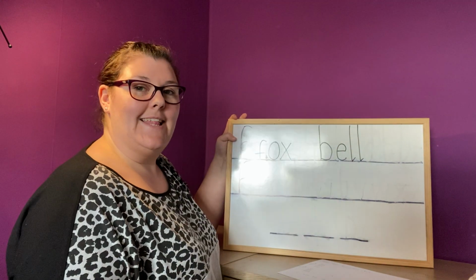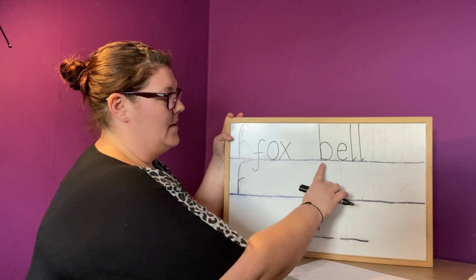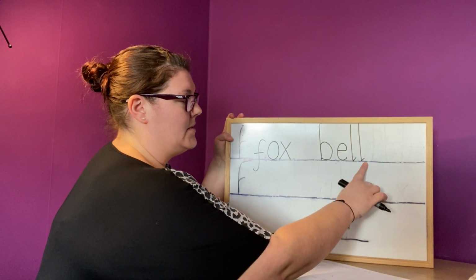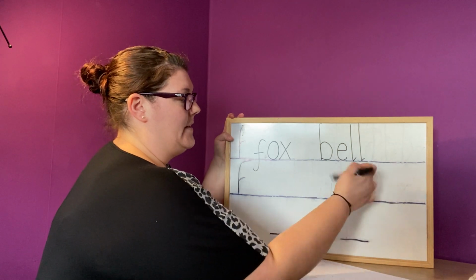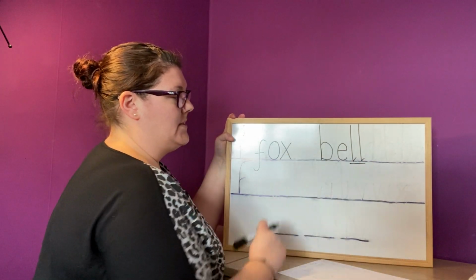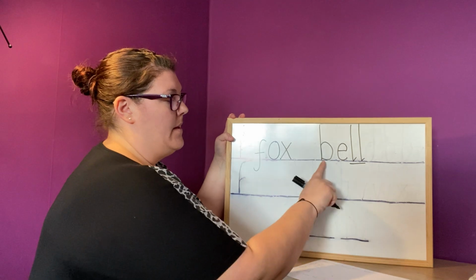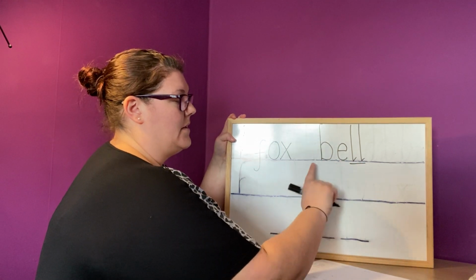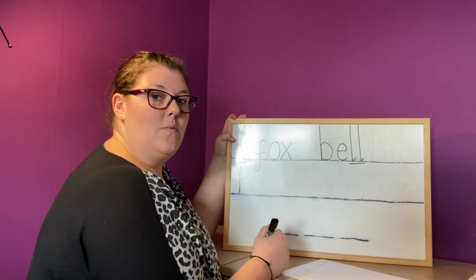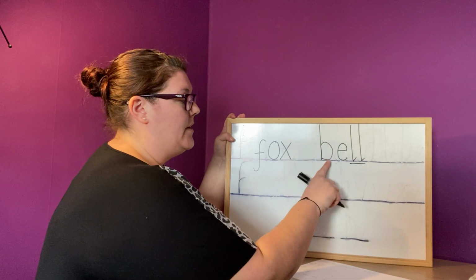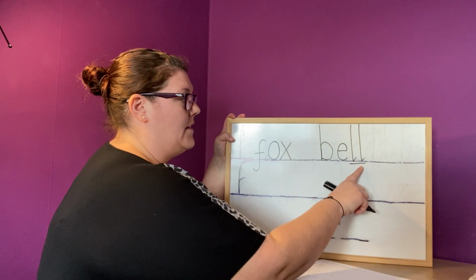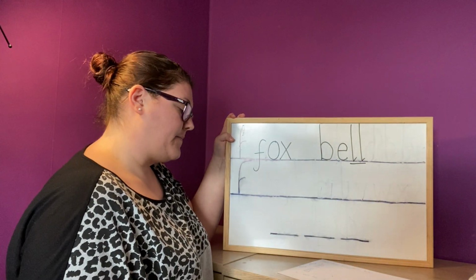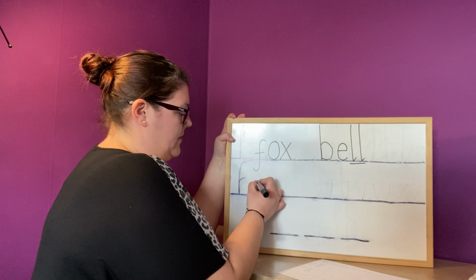Now another one. Okay. Say the sounds. Read the word. B, e, l, bell. Remember, we just say it once because it's one sound. B, E, L, bell. Once more. B, E, L, bell. Well done.